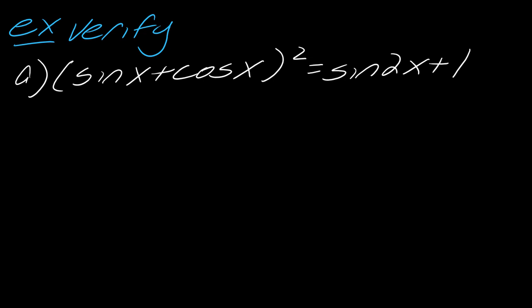Okay, so other types of exercises. Of course, you could have to verify some trig identities. So I've got a couple of these here that I'm going to walk you through of how to leverage these identities. So I've got (sin x + cos x)² = sin 2x + 1.